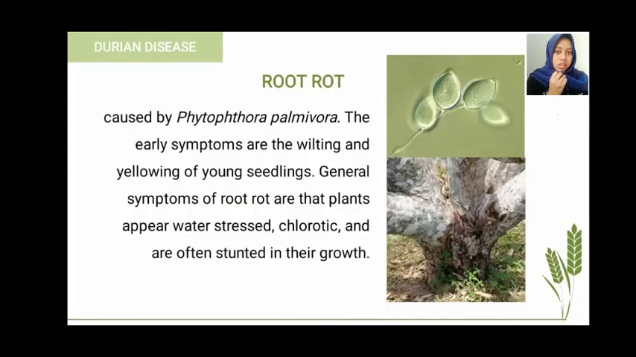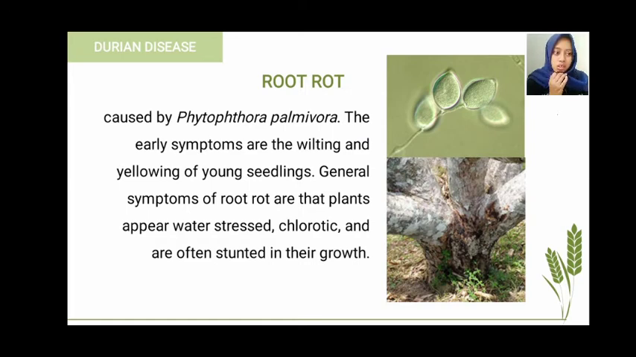First, root rot. Root rot is caused by Phytophthora palmivora. The early symptoms are the wilting and yellowing of young seedlings. General symptoms of root rot are that the plants appear water stressed, chlorotic, and are often stunted in their growth. Affected root tissue is soft, water-soaked, and discolored to dark brown rather than the creamy white color of healthy roots. Advanced root rot leads to the lack of secondary and tertiary roots and a lack of healthy root tips.